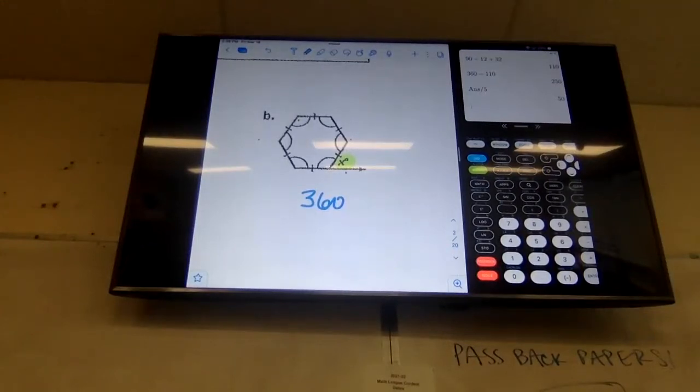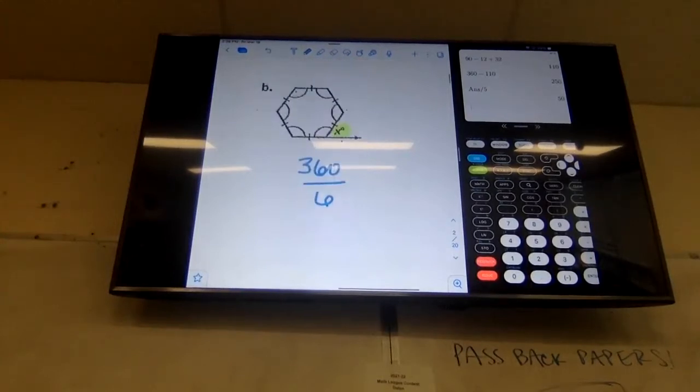So it's 6-sided. Good. So the number of sides is the same as the number of interior angles, which is the same as the number of exterior angles. So we see 1, 2, 3, 4, 5, 6 interior angles. We see 6 sides, which means I've got 6 exterior angles. So 360 divided by 6 is 60. So angle X is 60 degrees.